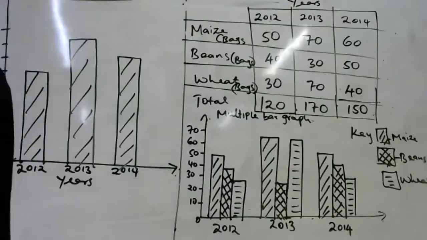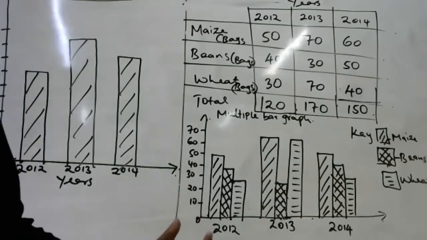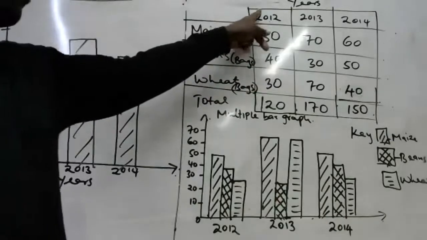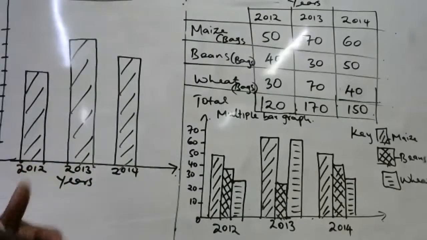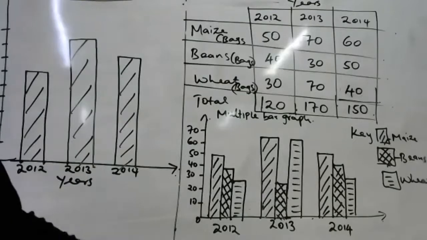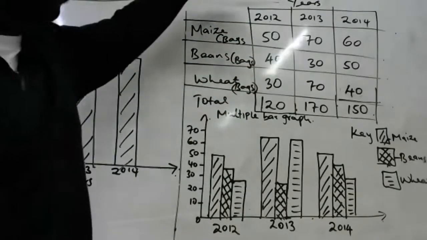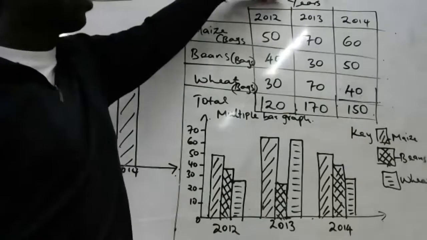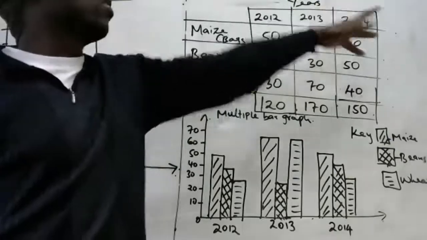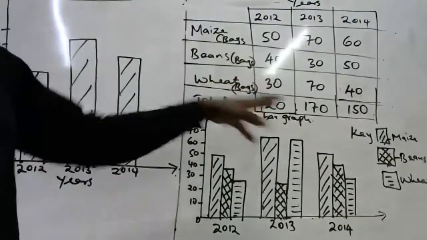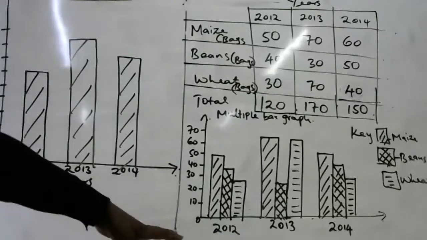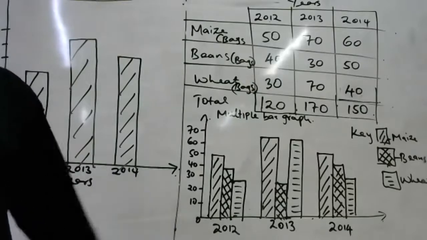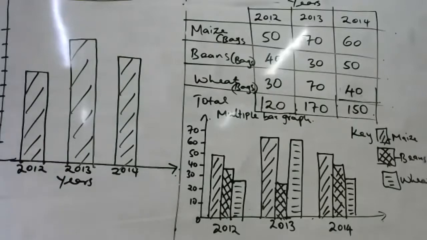Remember, it cannot always be years. You can have other aspects. Maybe you are told about production in villages, village A, village B, village C. It is not a matter that every time you will be asked about the years. You can also be talked about courses, maybe education and so on. You need to know that you can be given any attribute, and these are qualitative variables.